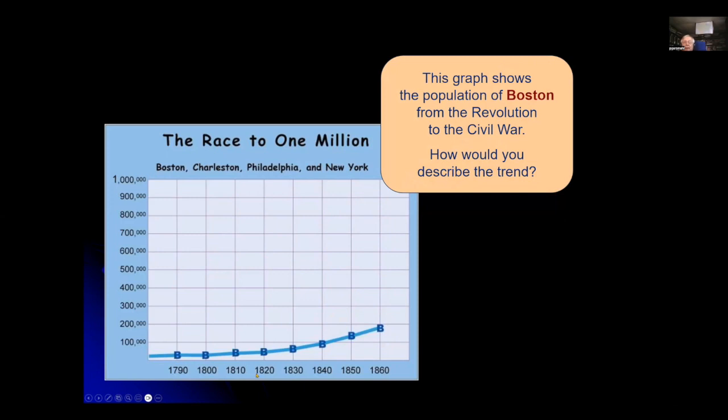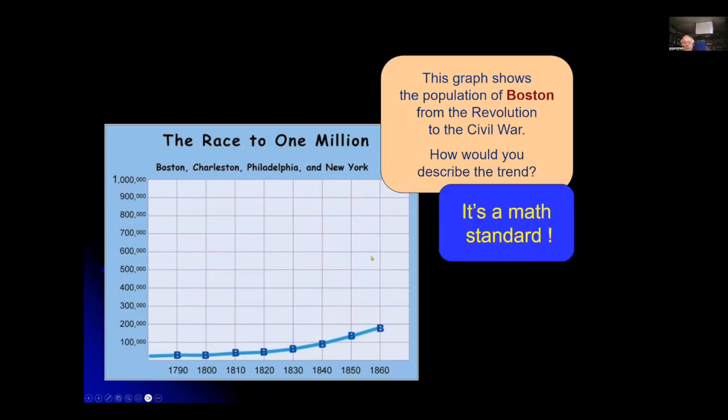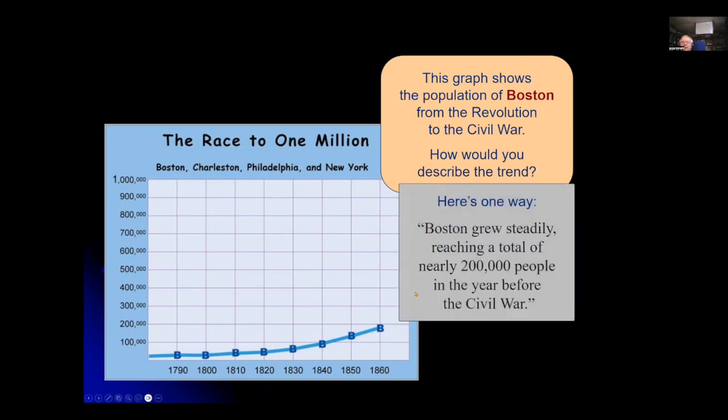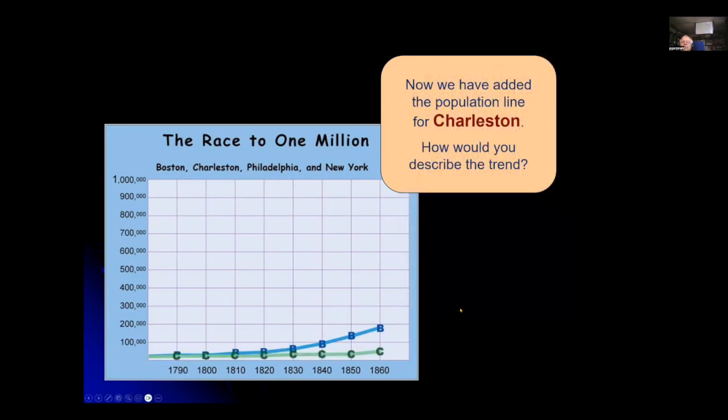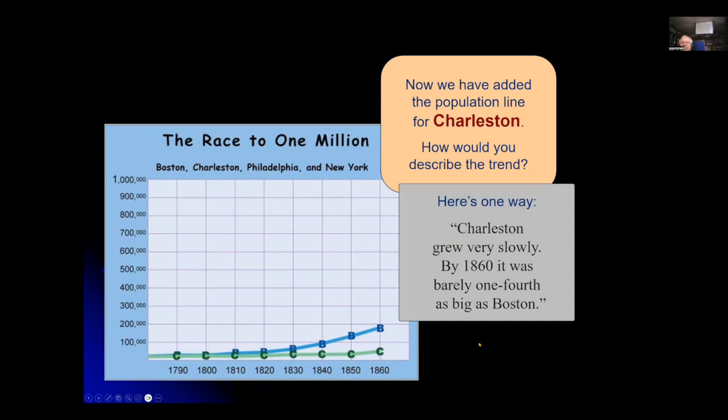How would you describe the trend? This is a math standard during your classes there, so we might as well do a graph somewhere in here and have them describe that trend. Boston grew fairly steadily, and it reached about 200,000 people in the year before the Civil War. So by the French and Indian War time, we're sitting down here at about 20,000 people in Boston. Now we've added Charleston. It had about 20,000 people, but it grew a whole lot more slowly than Boston, so that by 1860, it was barely 1/4 as big.